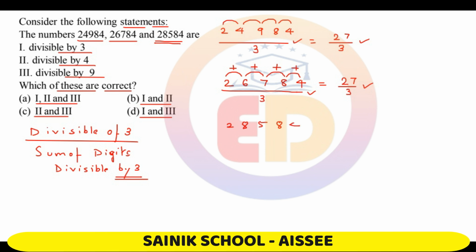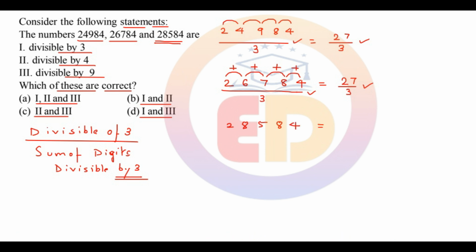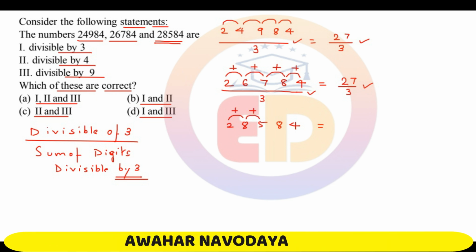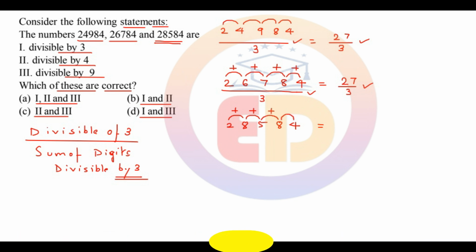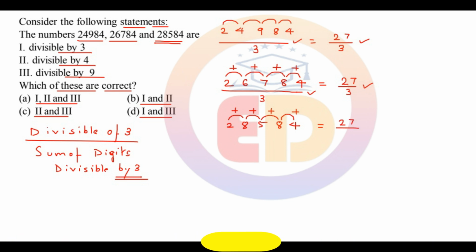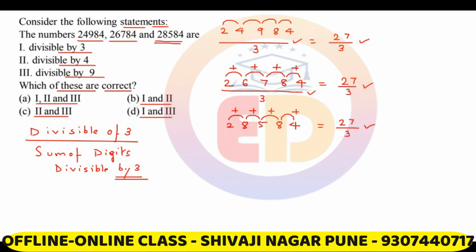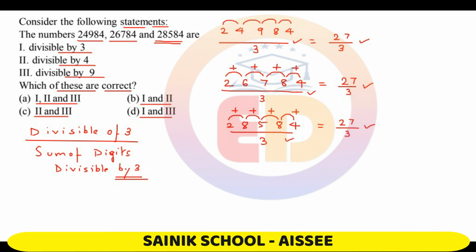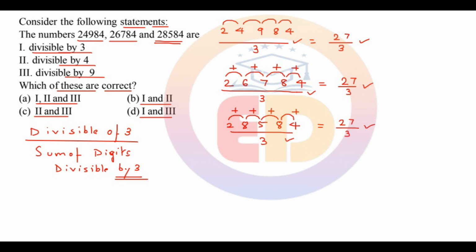28,584. To check the divisibility by 3, let's add the digits. 2 plus 8 is 10. 10 plus 5 is 15. 15 plus 8 is 23, and 23 plus 4 is 27. Again, the sum of the digits is 27, which is divisible by 3. It means this number is also divisible by 3. So I see that my first statement is correct.